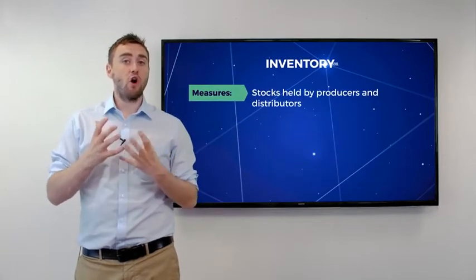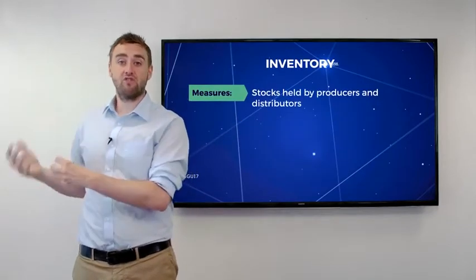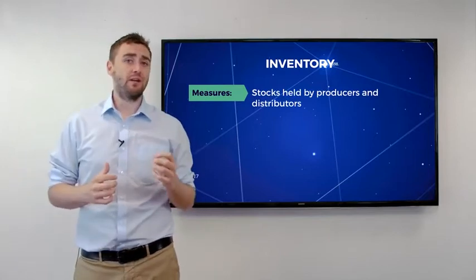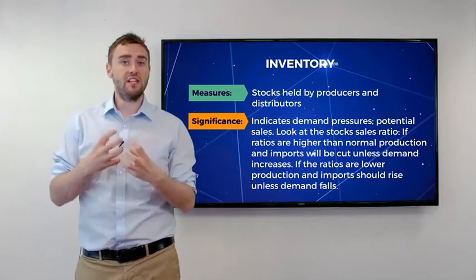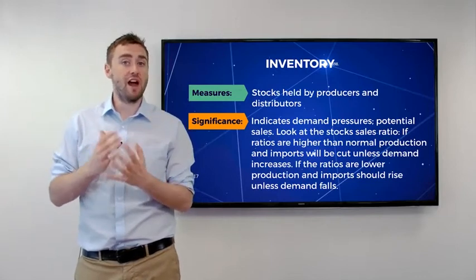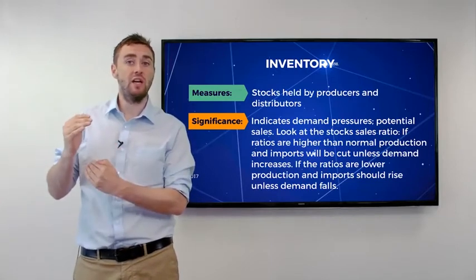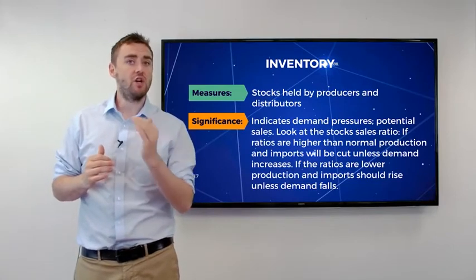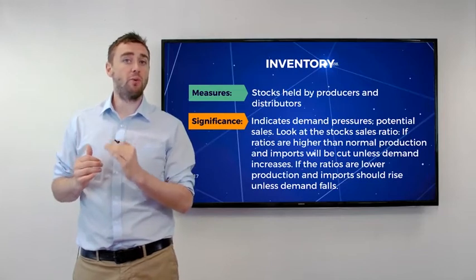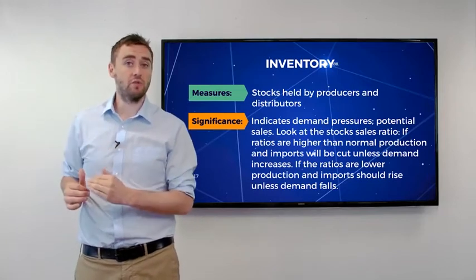Next, we have inventory. Now, this measures stocks held by producers and distributors. And it's significant because it indicates demand pressures, potential sales. Now, for this, you need to look at the stock sales ratio. If ratios are higher than normal, production and imports will be cut unless demand increases. If the ratios are lower, production and imports should rise unless demand falls.